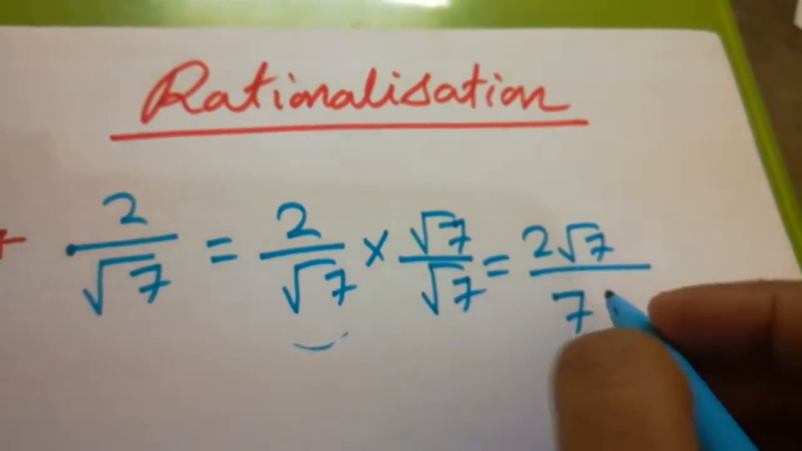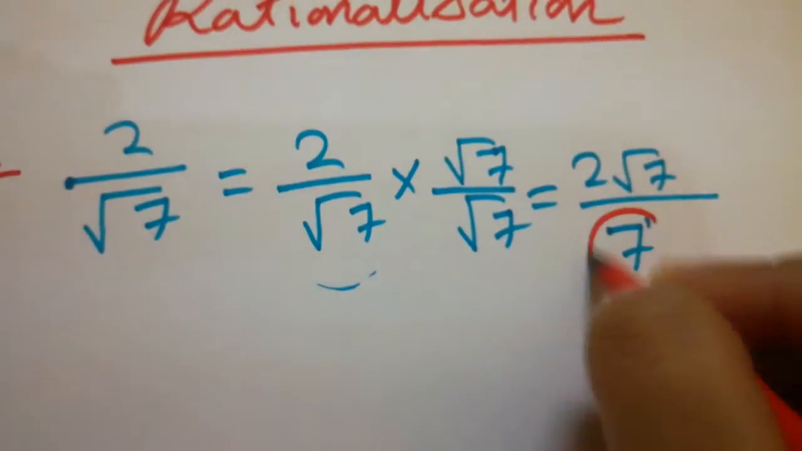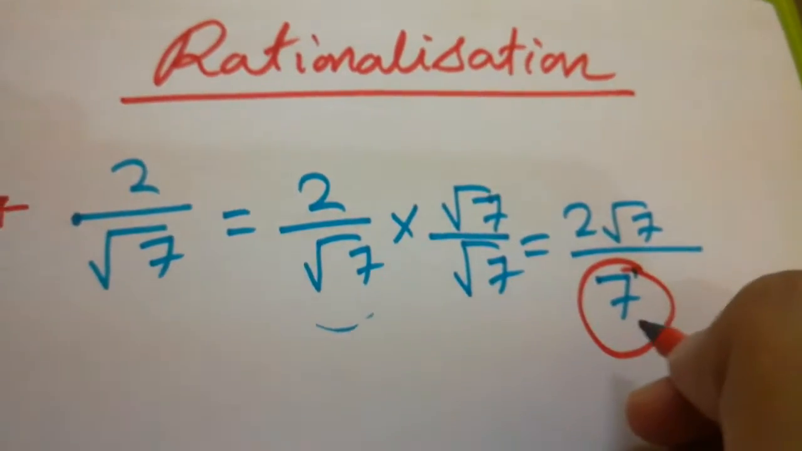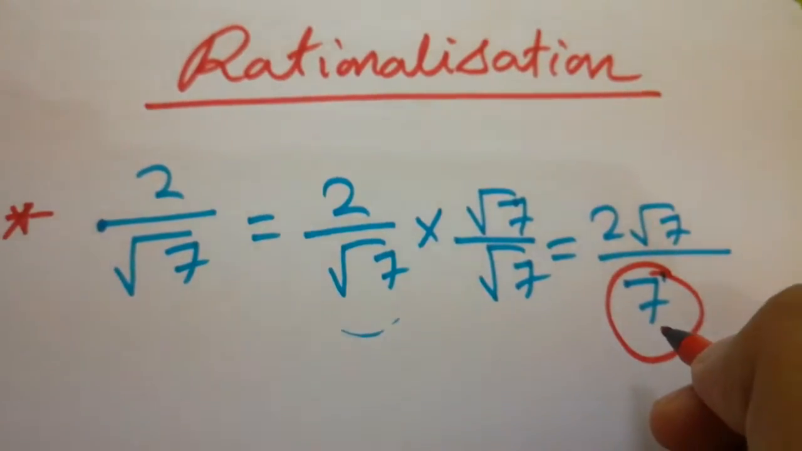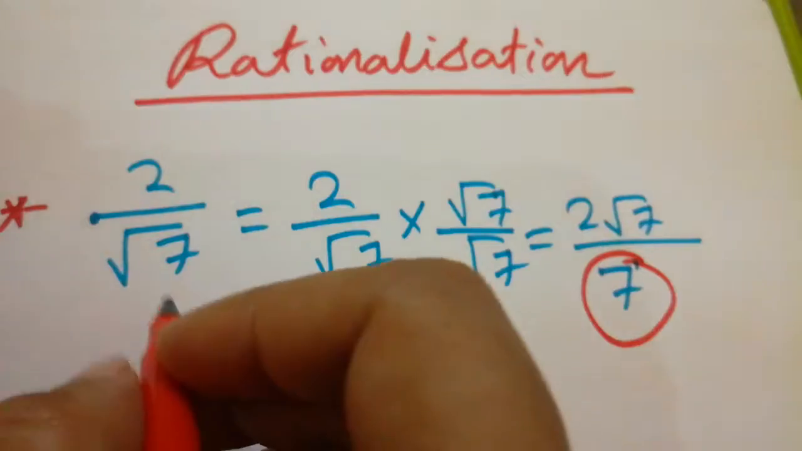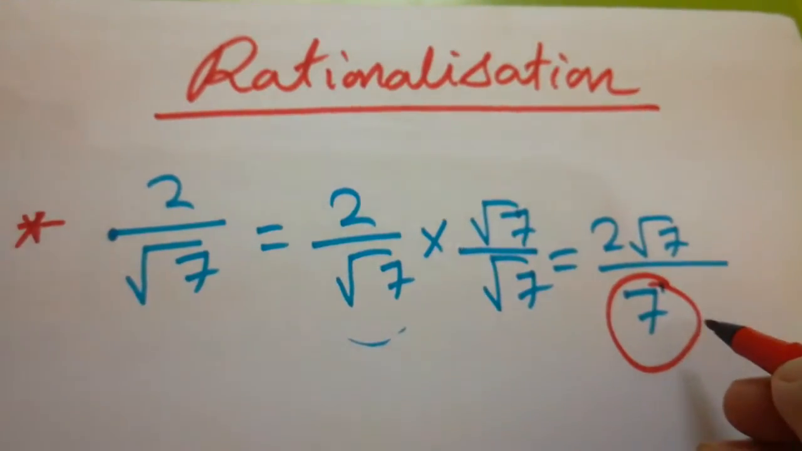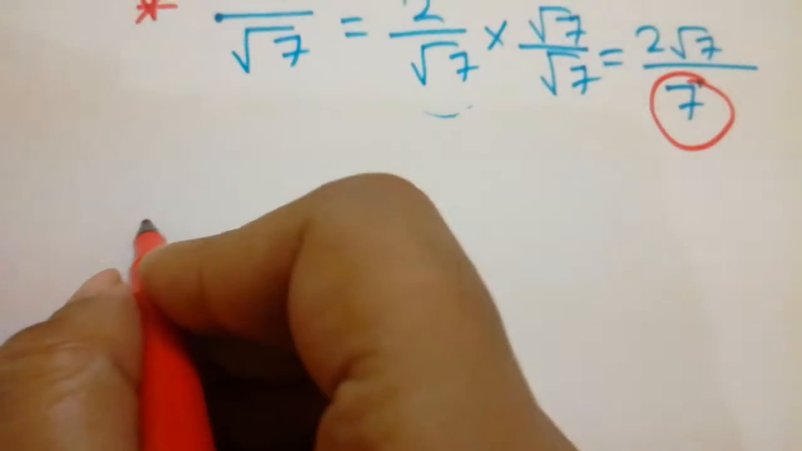And here the denominator is 7, which does not contain any square root. It is only a whole number. So we just remove the square root, and here we rationalize the denominator. And let's see another example.